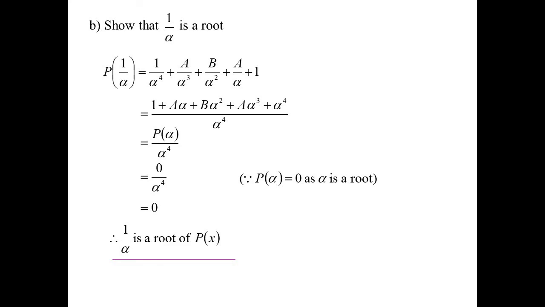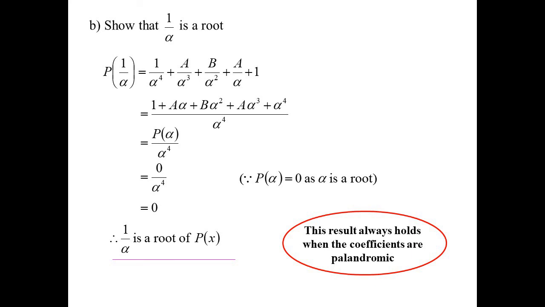So what's that saying about this equation is every time we get one root, we automatically know another one because the reciprocal will be there as well. Interesting. That result will always hold when you have palindromic coefficients. If you actually look at the equation we started with, and just the coefficients, you've got a palindrome there. So anytime you see that, that'll always be true. If alpha is a root, 1 on alpha will also be a root.